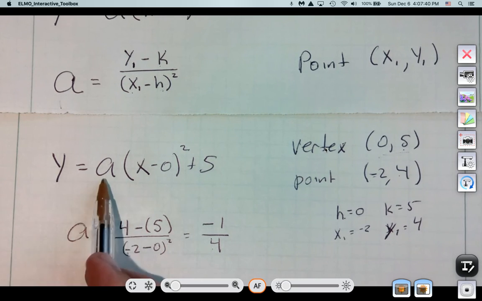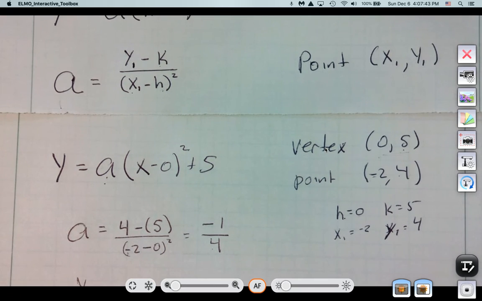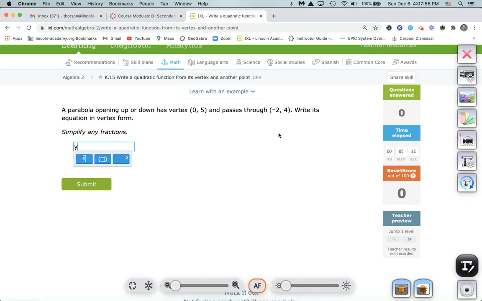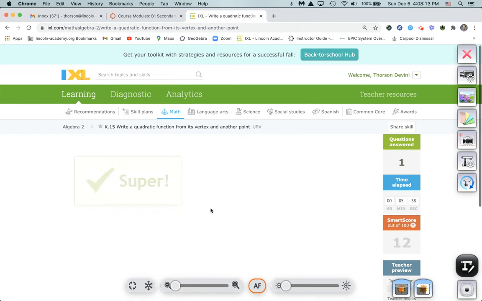So now that I know what my a value is, I can actually write my equation. y equals -1/4 x squared plus 5. The reason I didn't do the parentheses, because remember that's a 0 and I don't need to put it in there. So let's see if I've done this correctly. y equals -1/4, parentheses x, oops, I don't need to do the parentheses, right? So it's x squared plus 5. Okay.